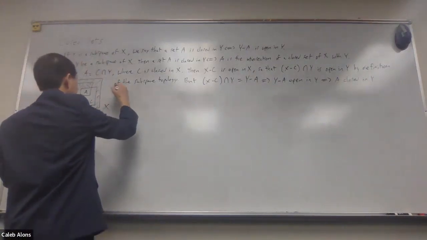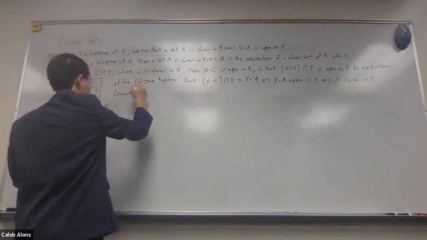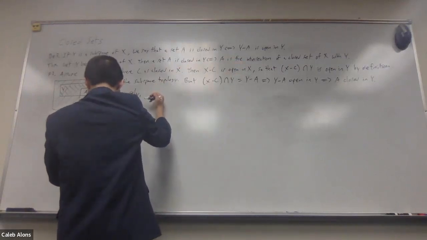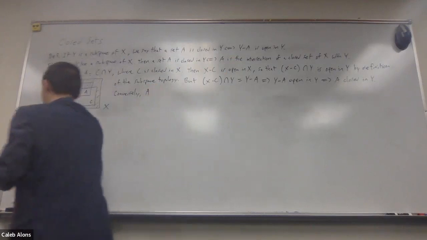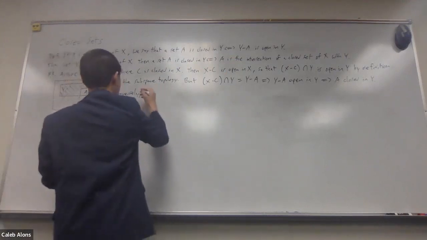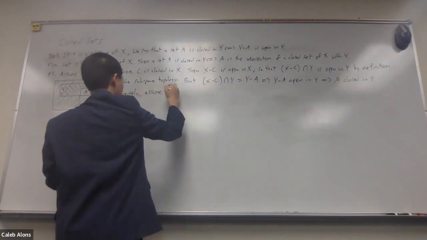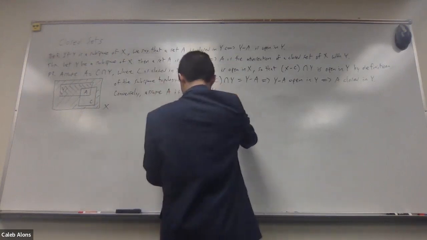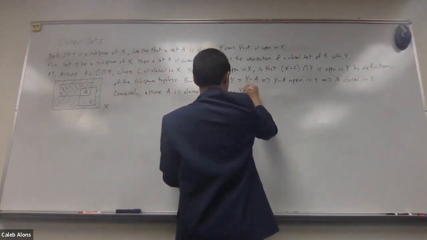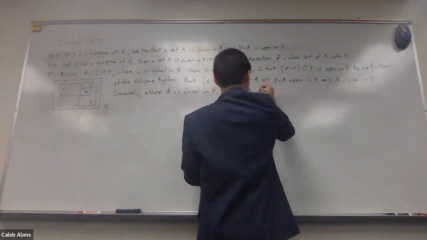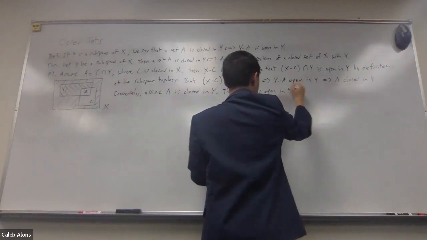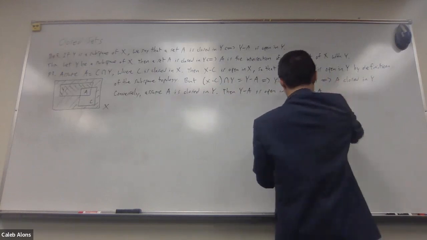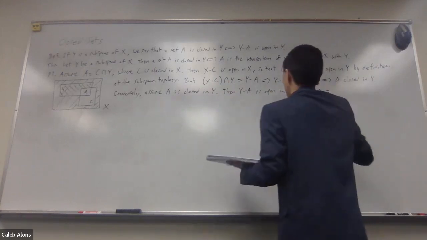And so now let's do the converse. Conversely, we're going to assume that A is closed in Y and then show the complement is open in Y. We have to assume this. So assume that A is closed in Y. Then by definition, Y minus A, that complement, is open in Y. And here's a picture.